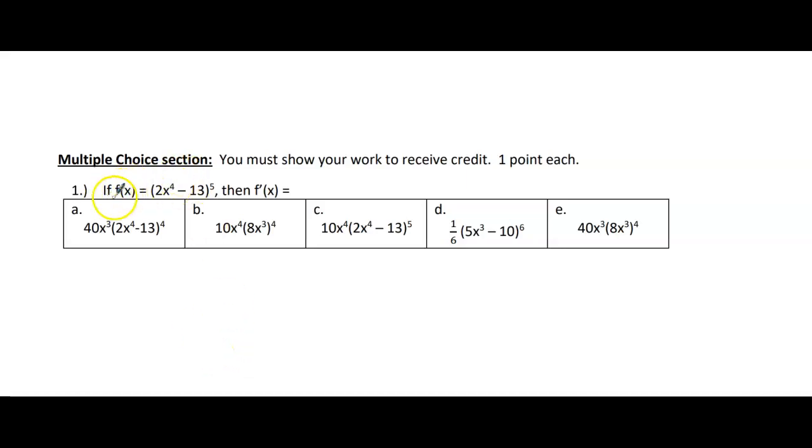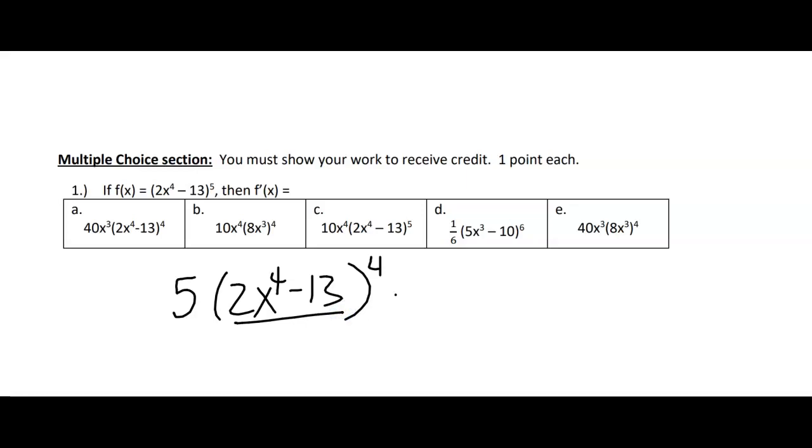So for number 1 here, what you should have done was a chain rule. So what we would start off by doing is multiplying the front by the exponent of 5 and not changing the inside. And then the exponent would get decreased by 1. That's the derivative of the outside. And now we're going to multiply it by the derivative of the inside.